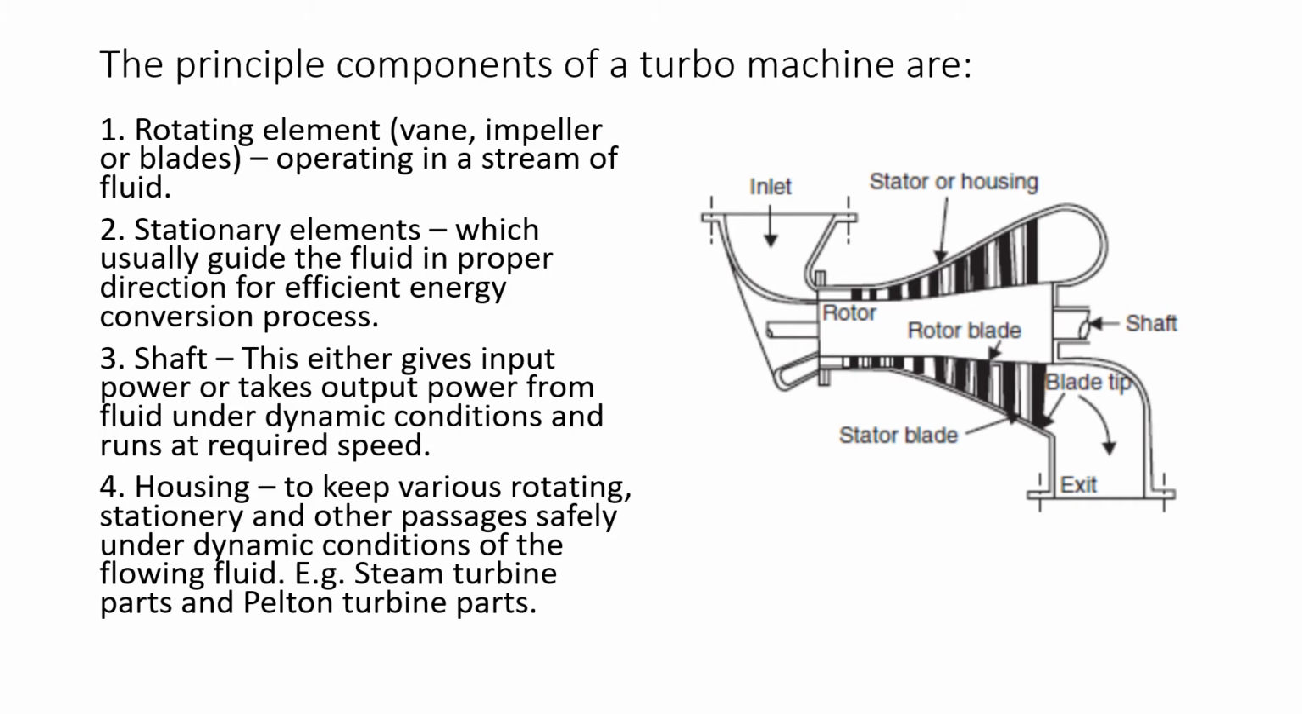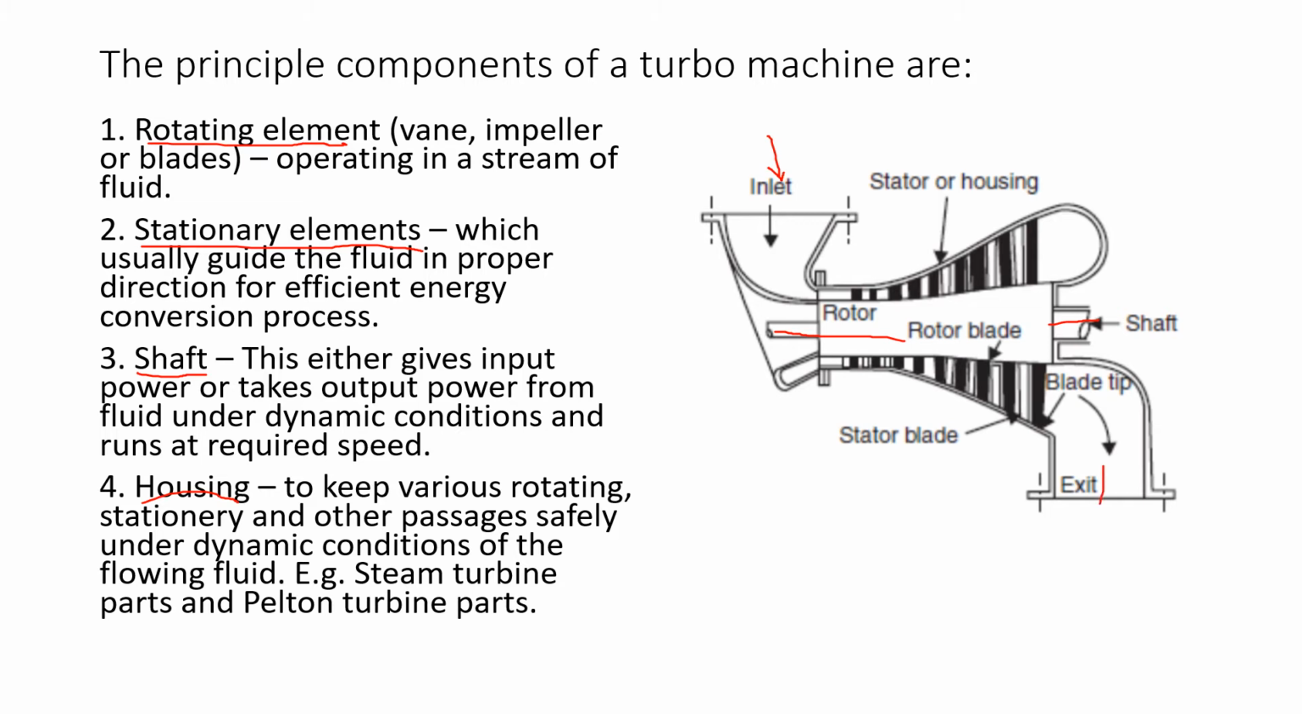The components of turbo machines: rotating element, stationary elements, shaft, housing. So you can see from the sketch, this is the shaft. On this shaft we have rotating blades and stationary blades. You can see from the sketch we have stationary blades as well as rotating blades, and this is the inlet. The fluid enters and passes between the stationary and rotating blades, and it comes out.